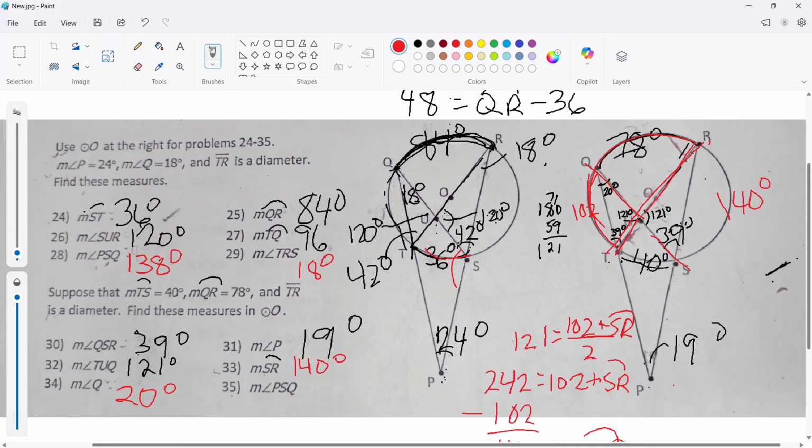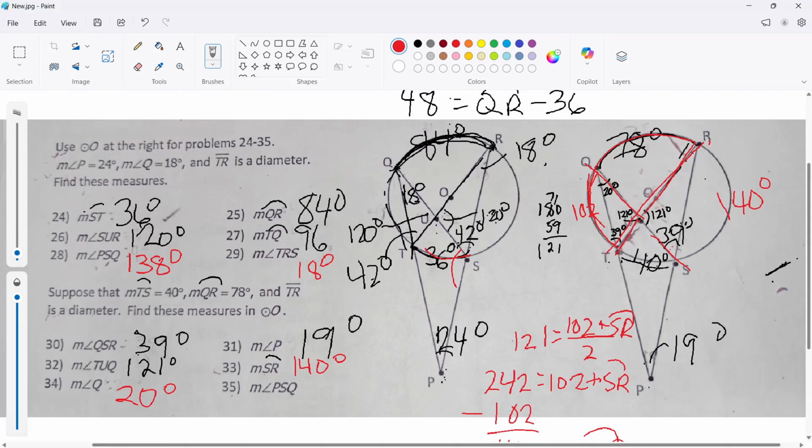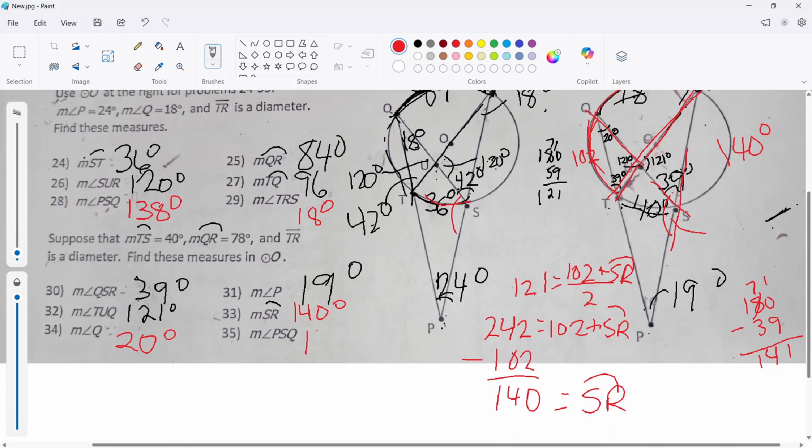And measure angle PSQ. Why do they call that angle Q instead of angle TQS or something? But anyway, PSQ. If this one is 39, those two make up 180. What's 180 minus 39? PSQ is supplementary to that 39 degrees, so it's 141. So PSQ is 141 degrees. And I've worked out all of the different measures for this figure. Very good.